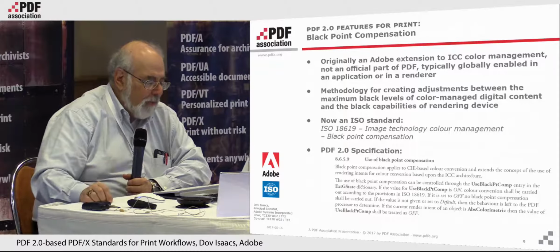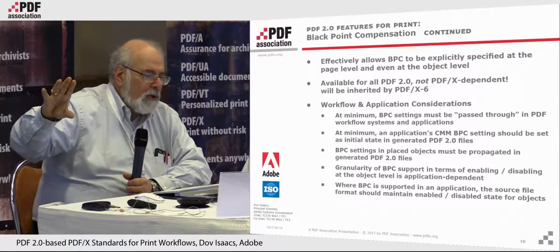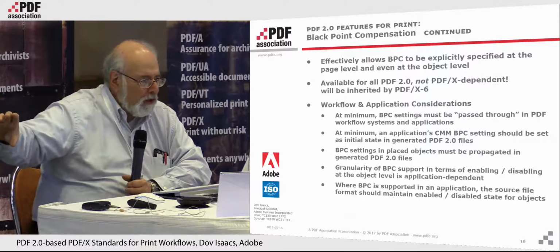At this particular point, what you're now able to do is effectively specify whether black point compensation is being used at a page level or even at an object level. Okay, so that you could conceivably say, well, I have an RGB image that I really want this on, and I have something else I want it off. It's actually part of what's known as the extended graphic state in PDF, and as such, conceivably, you can have a page where you're turning black point compensation on and off or whatever as you see fit.